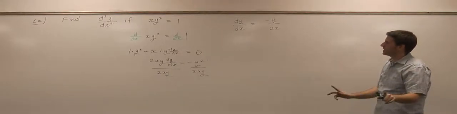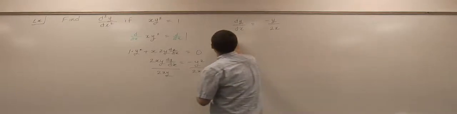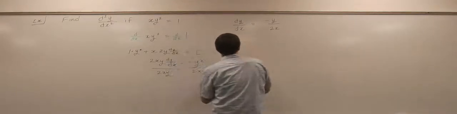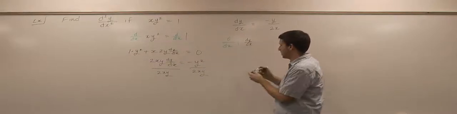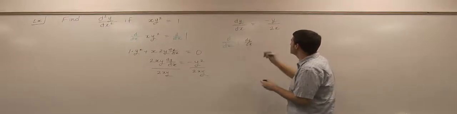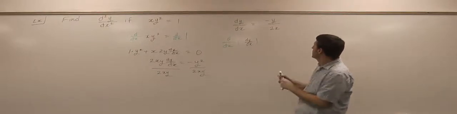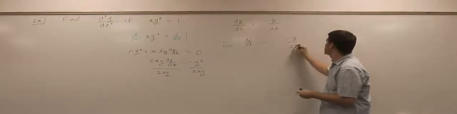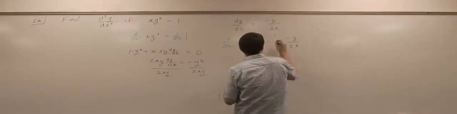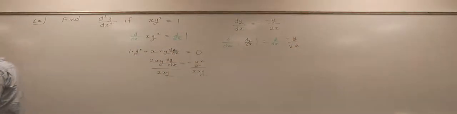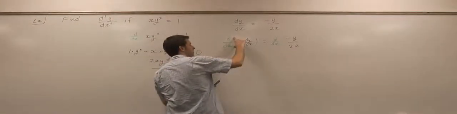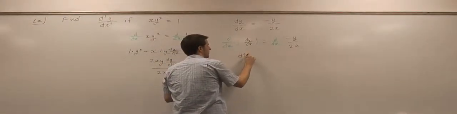So then you got to do the second derivative, right? Derivative again. So the derivative of dy/dx equals the derivative of negative y over 2x. So the left side is just the second derivative, the derivative of the derivative, second derivative.